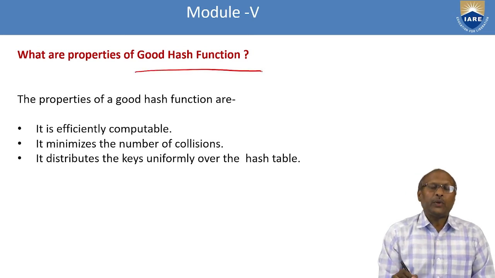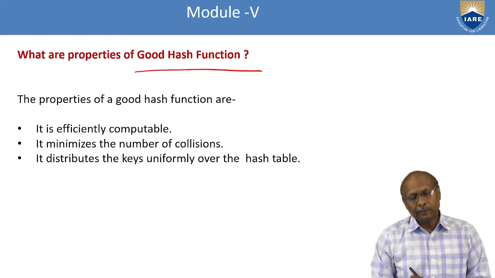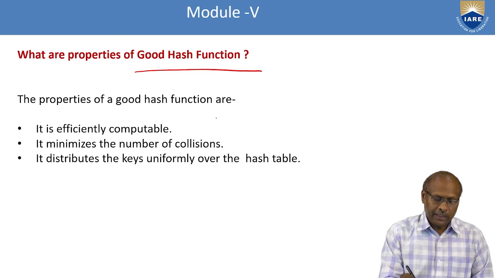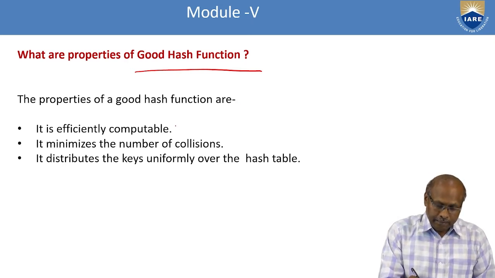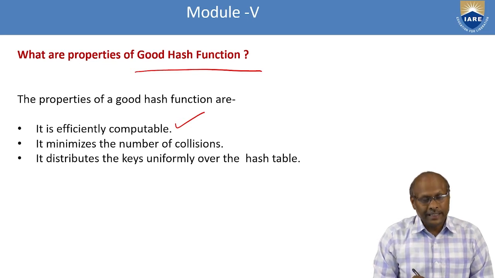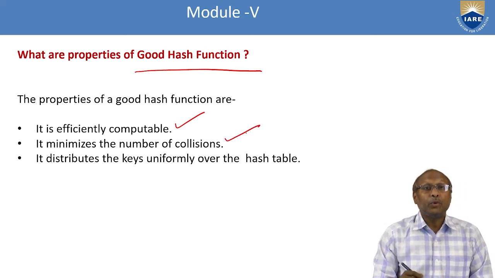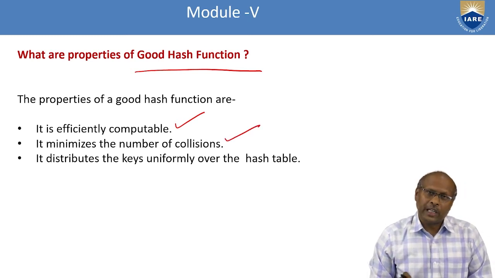So whenever you want to write a hash function, what rules you should follow so that it will be a very good hash function? The properties of a good hash function are, it must be efficiently computable. That means easy to compute the hash index so that you can retrieve data. Second, it minimizes the number of collisions. If there are more collisions, then that is not a good hash function.